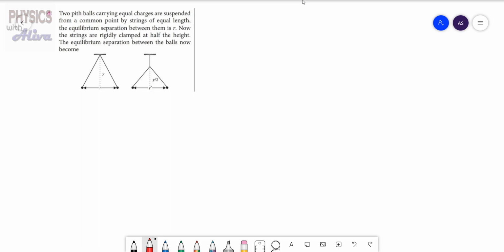At first, consider the first diagram. In the first diagram, we can see two pith balls having equal charges. Suppose the charge is Q, right? And the separation between them is small r. These two balls are repelling each other, and this height is small y. These two balls are repelling each other with Coulomb force F, right? Along their joining line. This is the tension along the string.